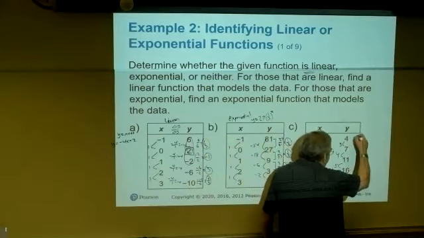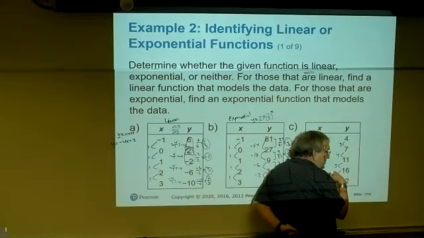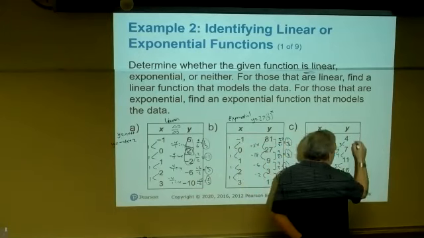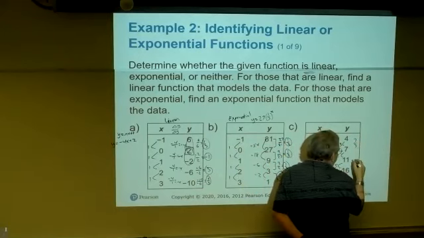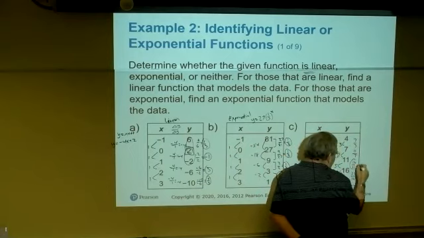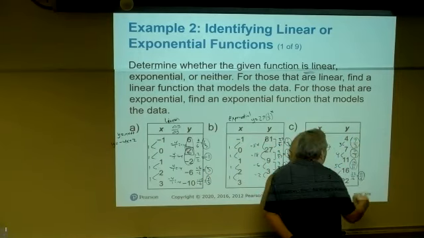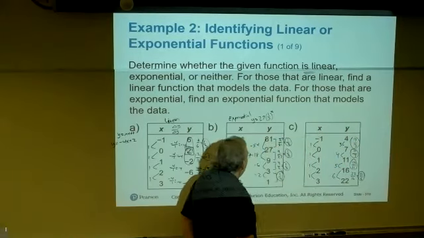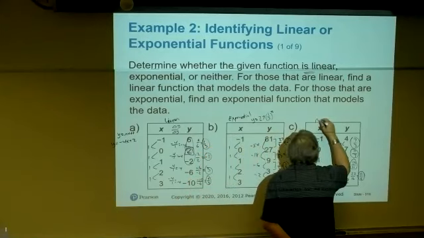So now I look to see if there's a constant ratio of the consecutive outputs. That's 7/3, 11/7, 16/11, 22/16, which reduces to 11/8. All of these are different numbers, so it's not exponential, so it's neither.